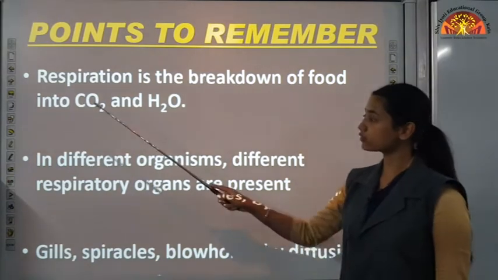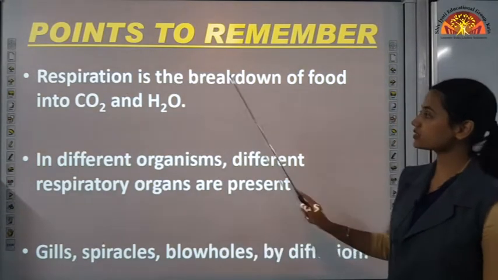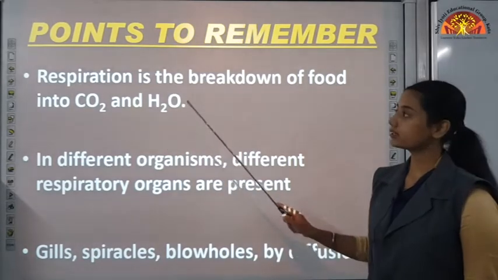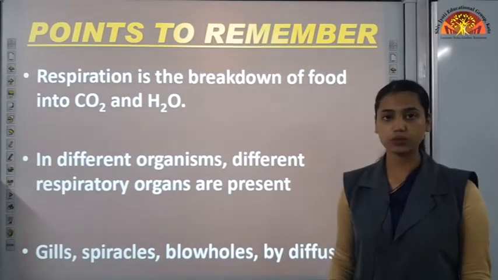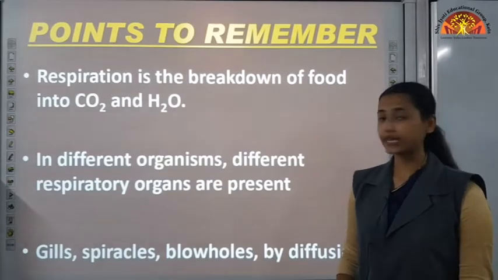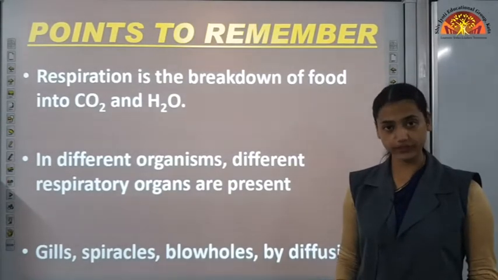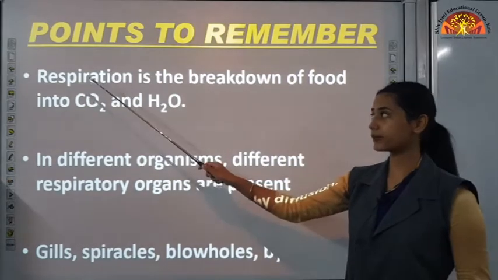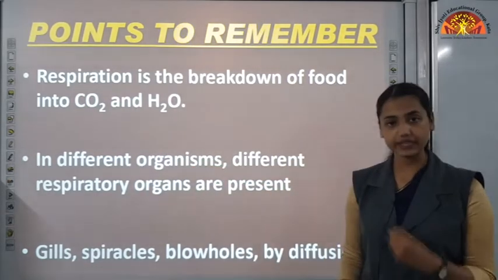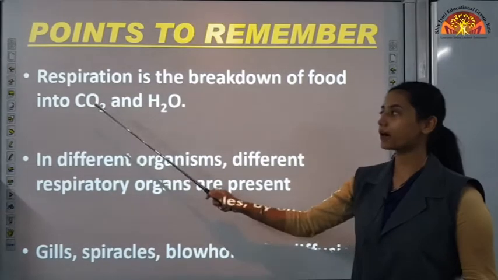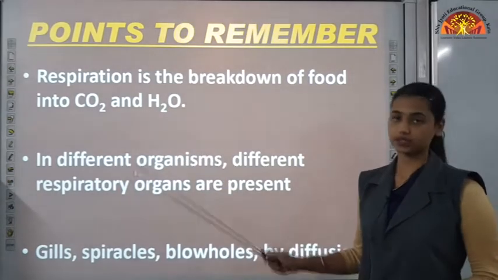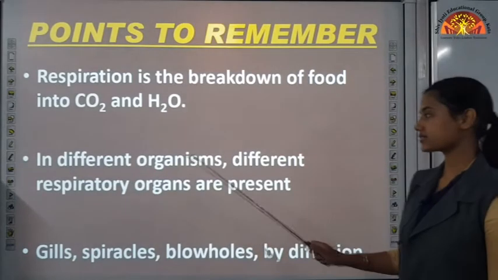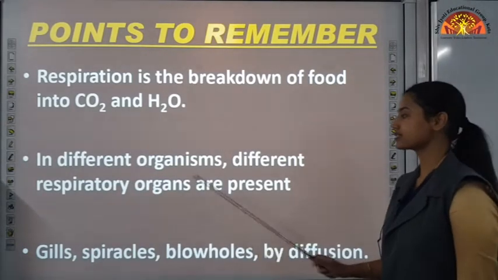Points to remember: first, respiration is the breakdown of food into carbon dioxide and water. This chapter is all about respiration. Why do we respire? To get energy from the food which we eat. So how is that process done? By respiration. In this, the food which we eat breaks down into carbon dioxide and water, and energy is released. In different organisms, different respiratory organs are present.